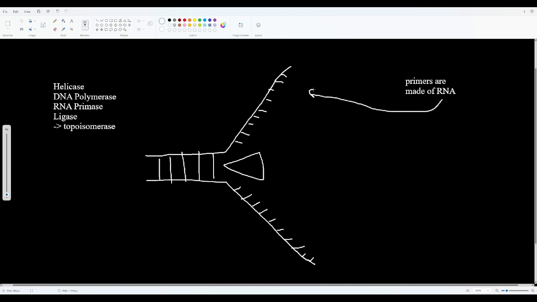What we do is we go here onto the DNA. We have a special enzyme known as RNA primase. That's RNA primase, right? And what RNA primase does is that it goes in and it adds. Okay, well, let's see what I can do here.